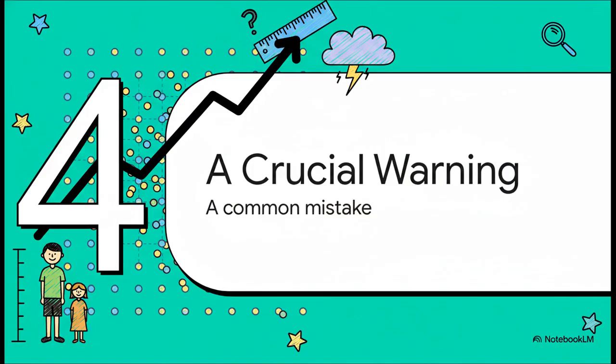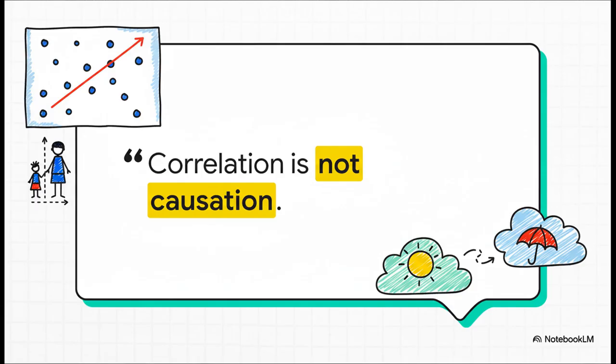Okay, but before we get too excited and start predicting everything, we have to talk about a huge, massive, absolutely crucial warning that comes with this kind of analysis. You've probably heard this phrase before, and believe me, in the world of data, it is the absolute golden rule. Just because two things move together, it does not mean one causes the other.